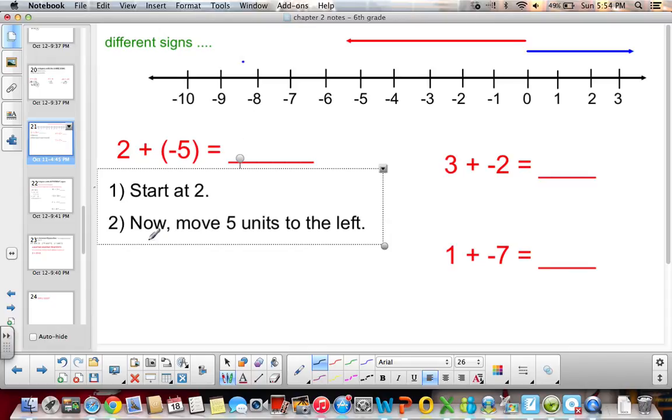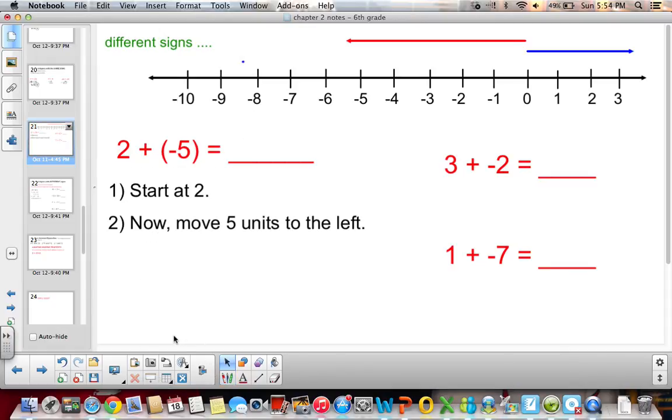If we have different signs, now we can see that we have 2 plus -5. So we have a positive and we have a negative. Again, starting at 0, this way is negative, and this way to the right is positive. So start at 2, because we have 2 and then we're adding -5. We're going to start over here at +2, and -5 means that we're going to the left. So 1, 2, 3, 4, 5, and we end up at -3.